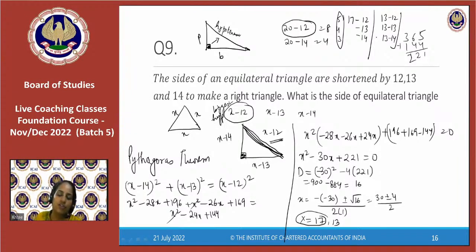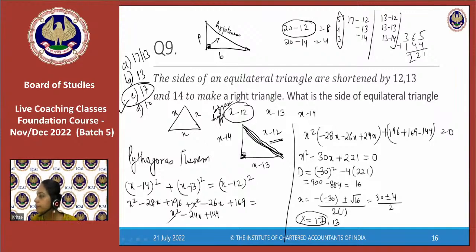Correct. So in your paper, to confuse you, the options might give you 17 or 13, only 17, or any other number. So you must know, although you got the answer as 17 and 13 both, your correct answer is only 17. Yes. Gunjan Devi, you are giving me the sides of the right triangle, but we are asking you the side of the equilateral triangle, which is 17. Okay. Yes.